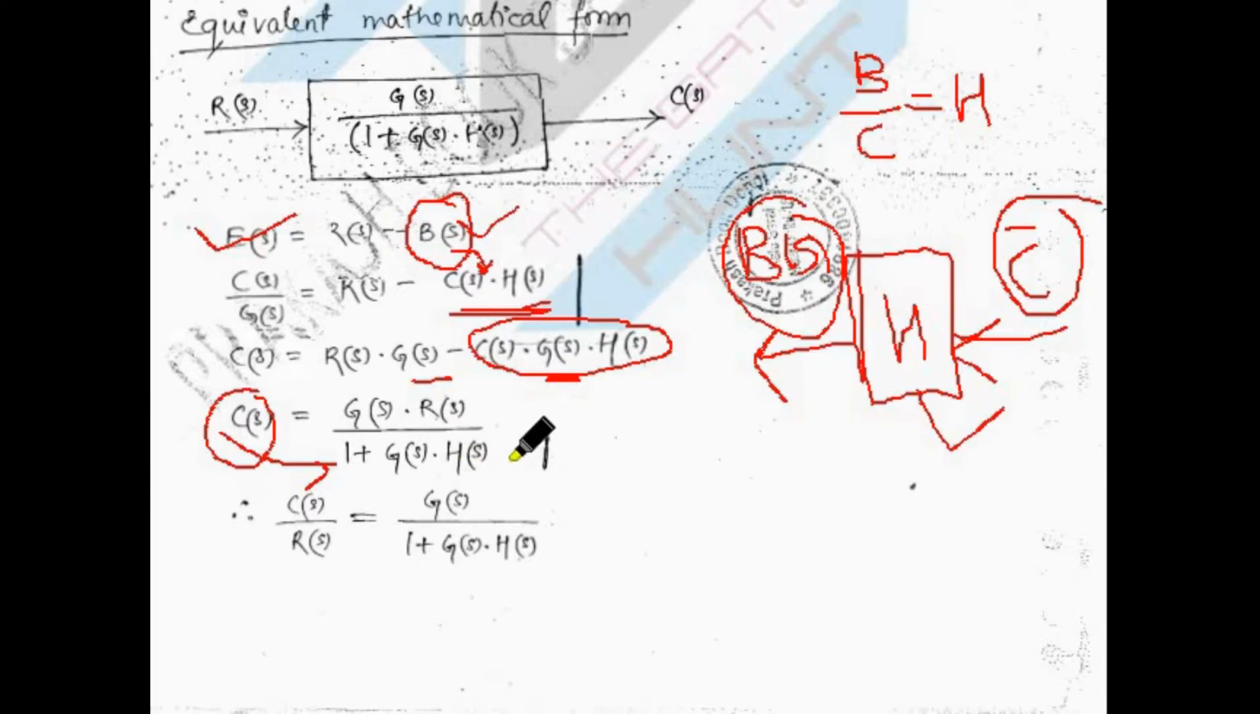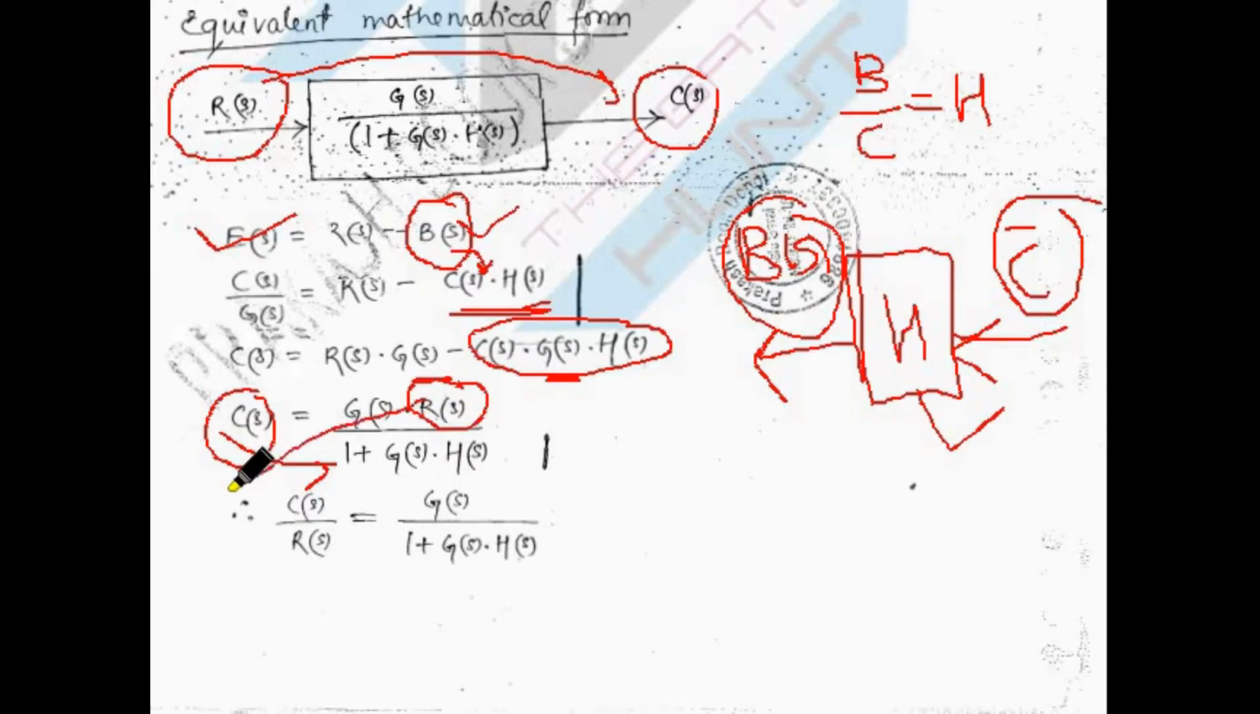But as I told you, a transfer function is nothing but the ratio of your output divided by input. So in this case, what is your output? C(s). And what is your input? R(s). So I have to take the ratio of this C(s) divided by R(s). So R(s) is in this position.